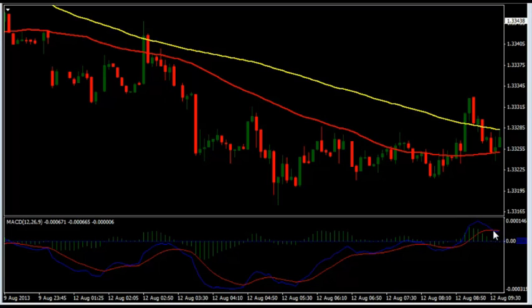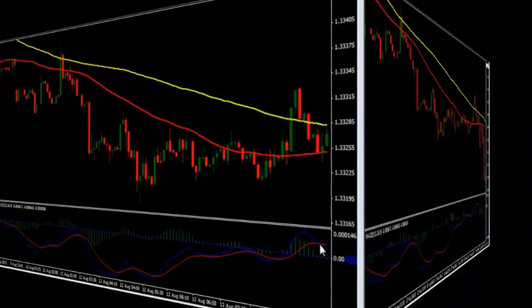This tells us that the market is most likely going to continue its downward trend, and this would be an excellent time to buy a put, because we can be pretty sure that the market will go down.